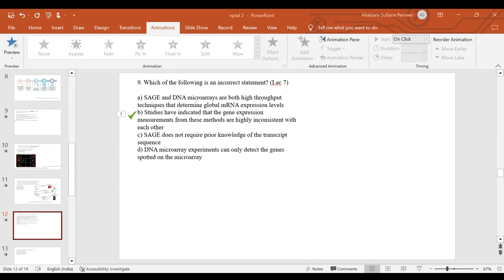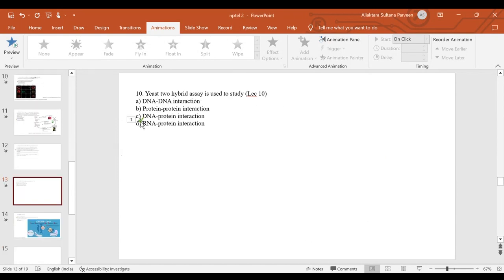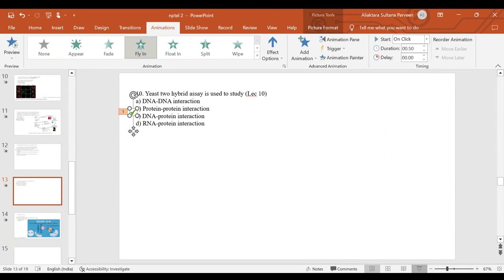Yeast two-hybrid assay, in the last class I think there was the opposite question: how do we detect protein-protein interaction, by which experiment? The answer was yeast two-hybrid. So you already know about it, but let me just explain a bit of it.